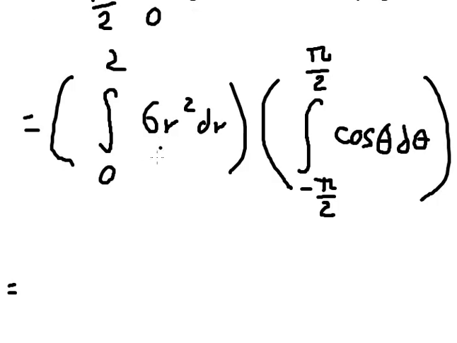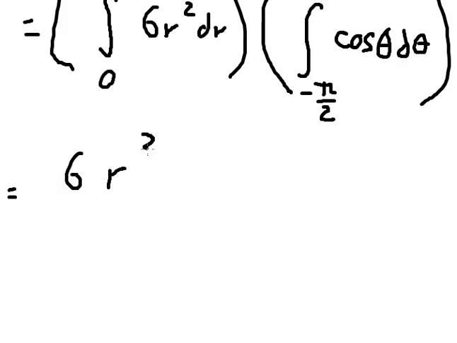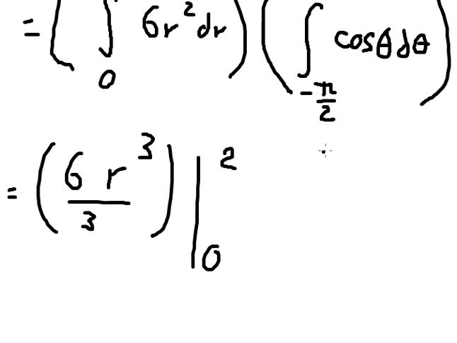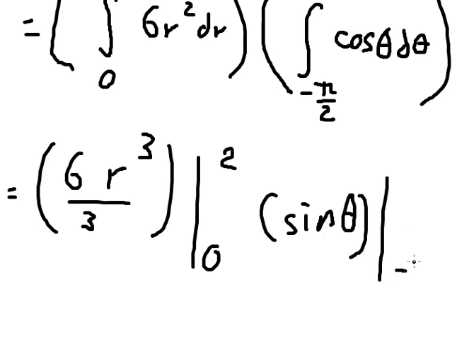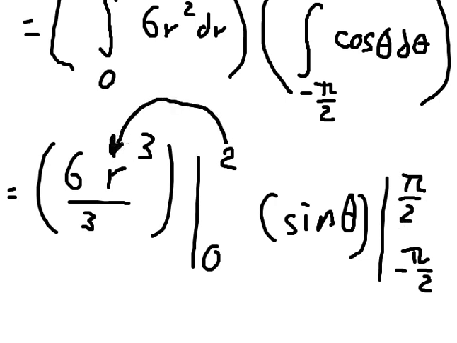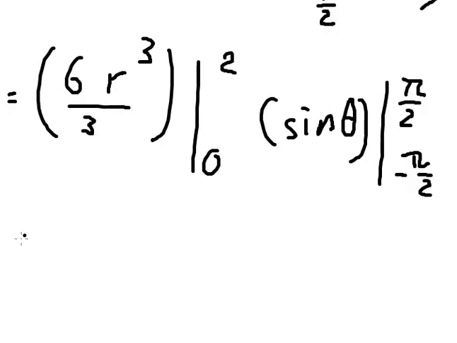So the integration of this one we have like this, and we put the bounds from 0 to 2. This one is sine theta, and we have the bounds from negative pi over 2 to positive pi over 2. So number 2, I will put in here, number 0, I will put in here. Similar for the second one. And we calculate, that is 16.